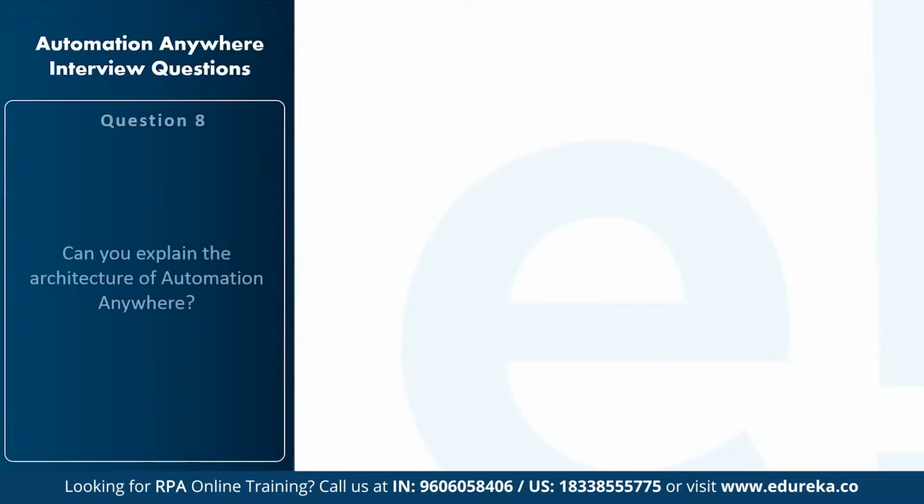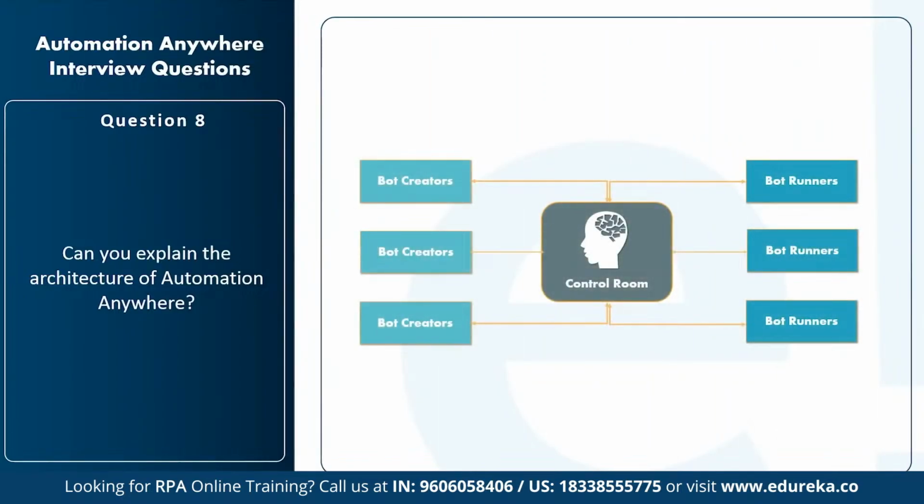Now let's move forward with the next question, that is, can you explain about the architecture of Automation Anywhere? Coming to the architecture, Automation Anywhere follows a distributed architecture. Through this architecture, Automation Anywhere makes sure that it has centralized management, which is accomplished through the Automation Anywhere control room. The architecture of the tool is mainly segregated into three components, that is the bot creators, the bot runners, and the control room. As you can see on my screen, the bot creators and the bot runners are basically connected to the control room, and the control room is the brain of Automation Anywhere.